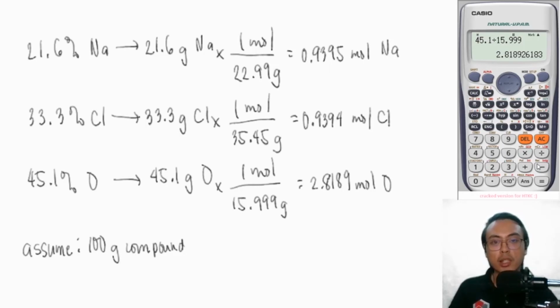Now, what's the next step? We now have the number of moles of each of your elements. We need to divide them by the lowest value that you obtained. Out of the 3 moles that we obtained, the lowest is 0.9394. You divide everything by 0.9394.